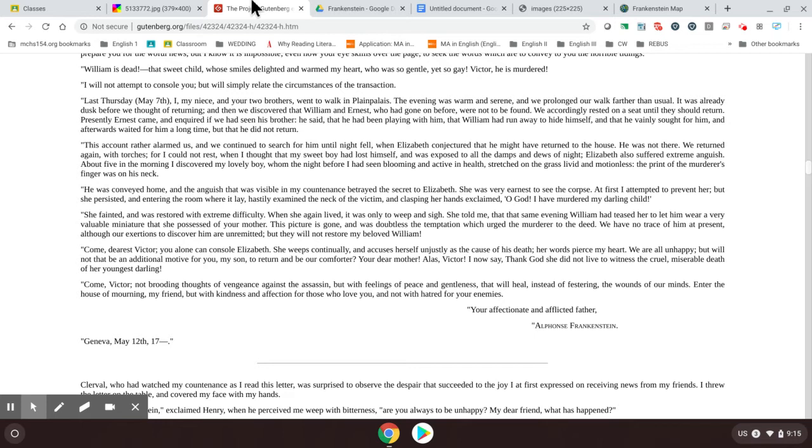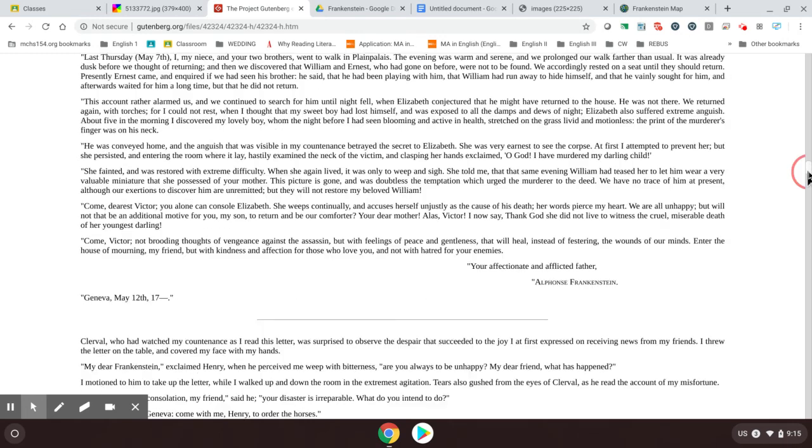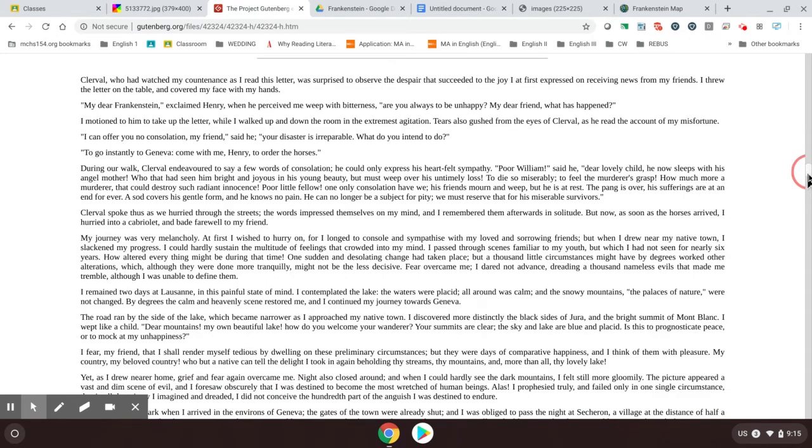So again, we've got that motif of the illness returning. And they spend a few days out in nature and the romantic scenery again. And eventually they come up to the town of Geneva. So we have the motif and the symbol of darkness coming back again here. When they return to Geneva, it's really dark outside. And what that means is it's the middle of the night.